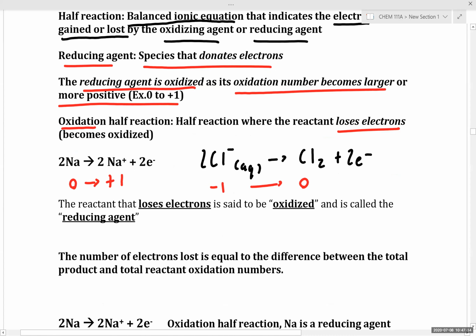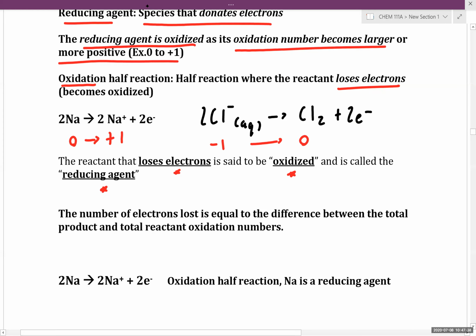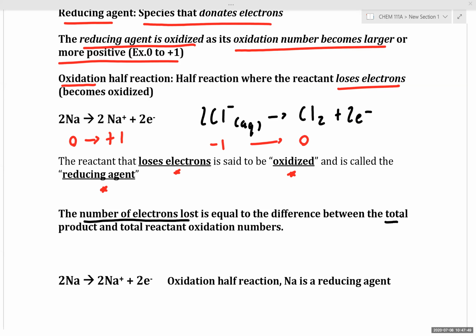Okay, so the reactant that loses electrons is said to become oxidized, and it is the reducing agent. So the reducing agent gives electrons, loses electrons, and as a result, it is oxidized. So to give electrons is to lose electrons. Now, what's really important to keep in mind is that the number of electrons lost is equal to the difference between the total product and total reactant oxidation numbers.